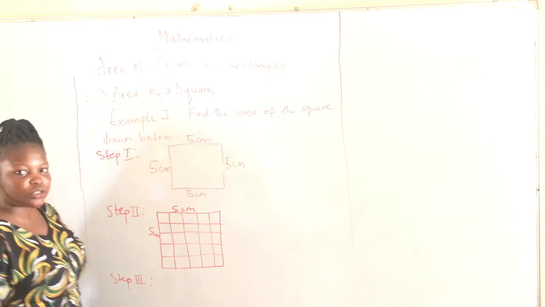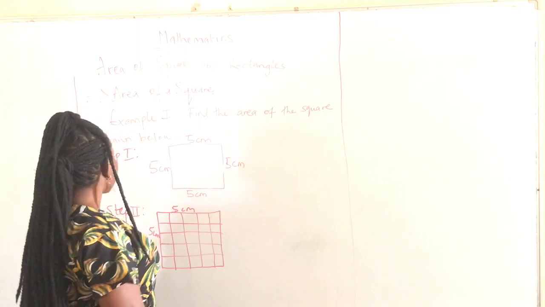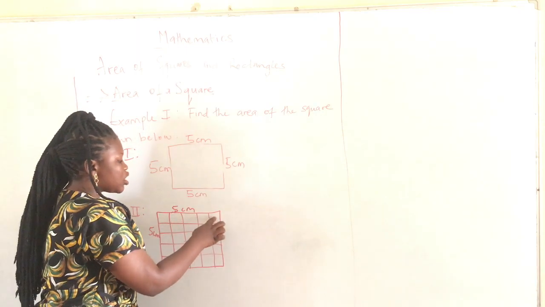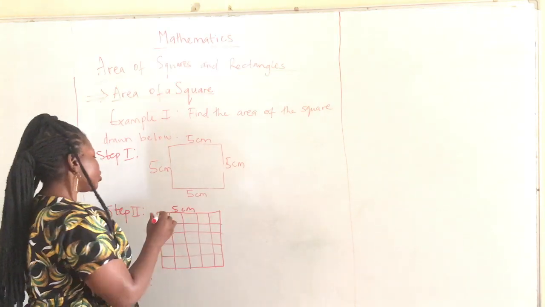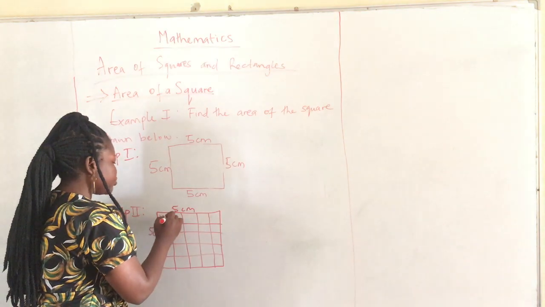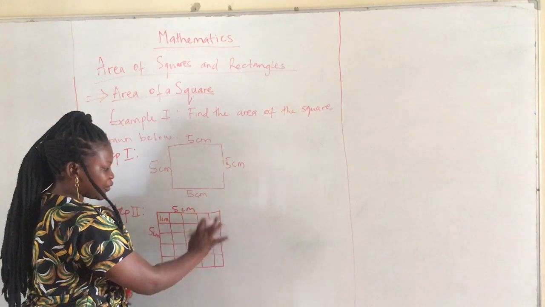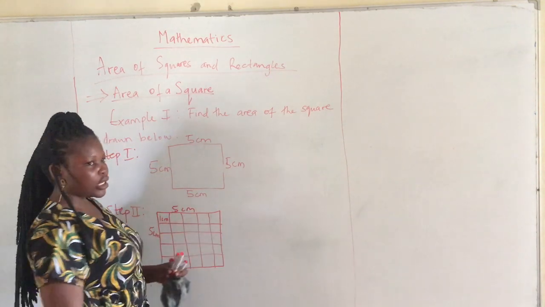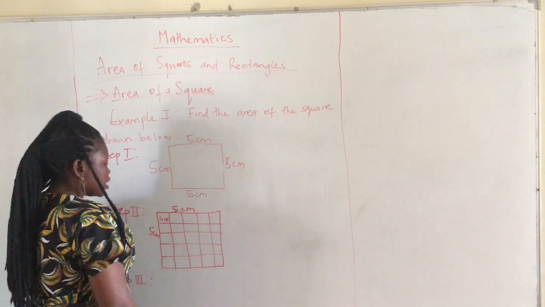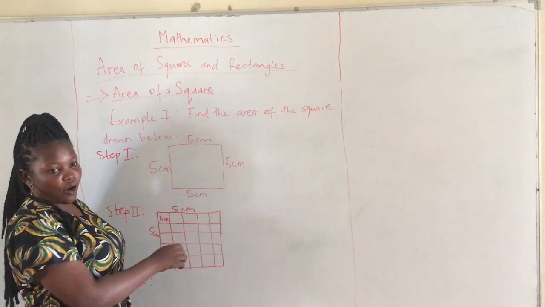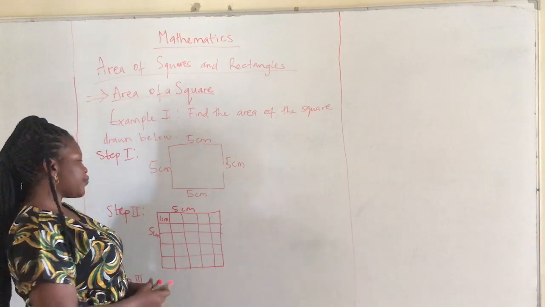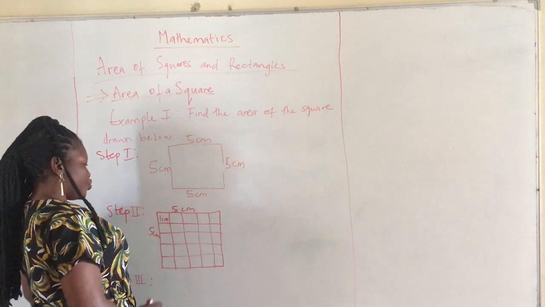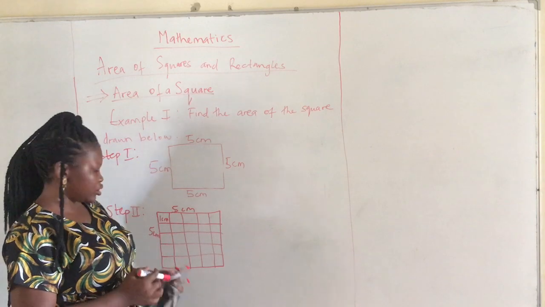Step 3, what do we do? In step 3, we count the number of the smaller boxes. Since each of the boxes is 1 centimeter, we now count each of these boxes. The total number we get is the area of that square. So for this square, which has 5 centimeters for its length, we have how many smaller boxes?